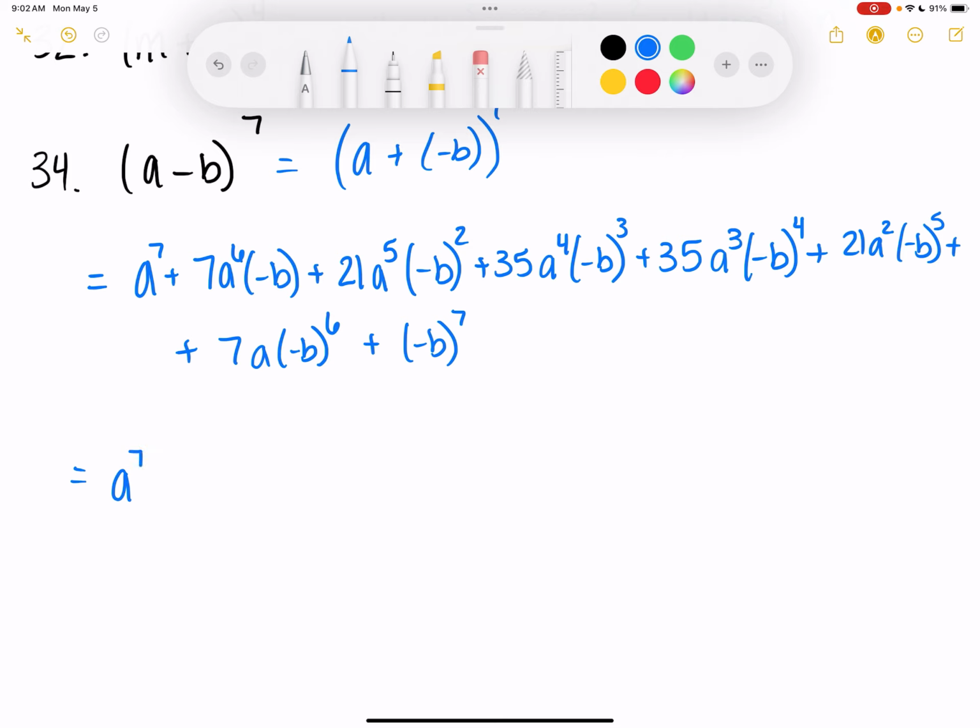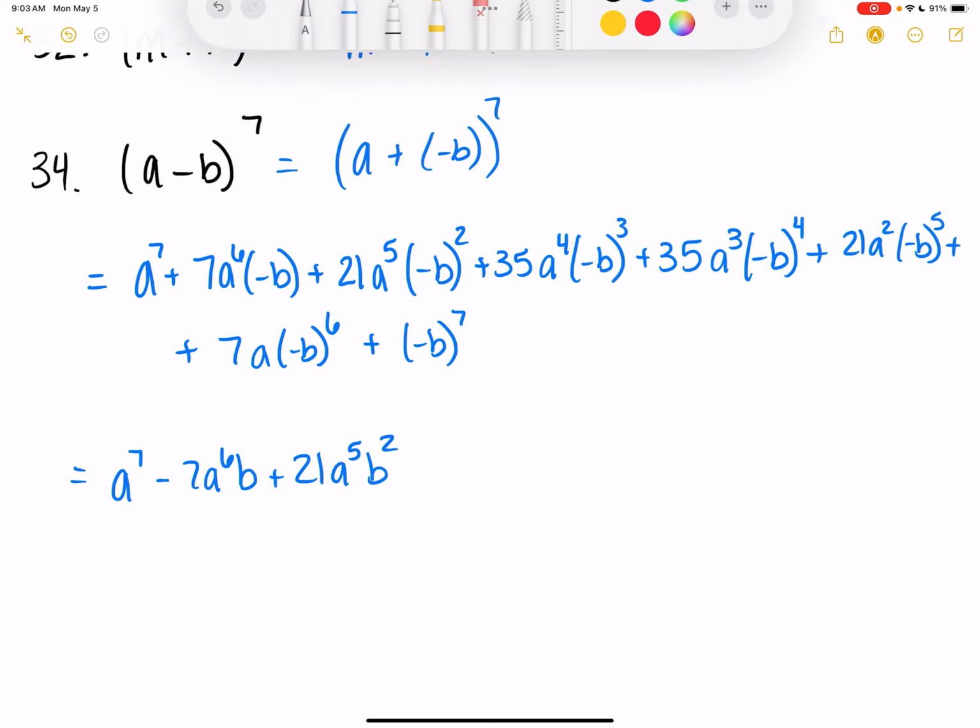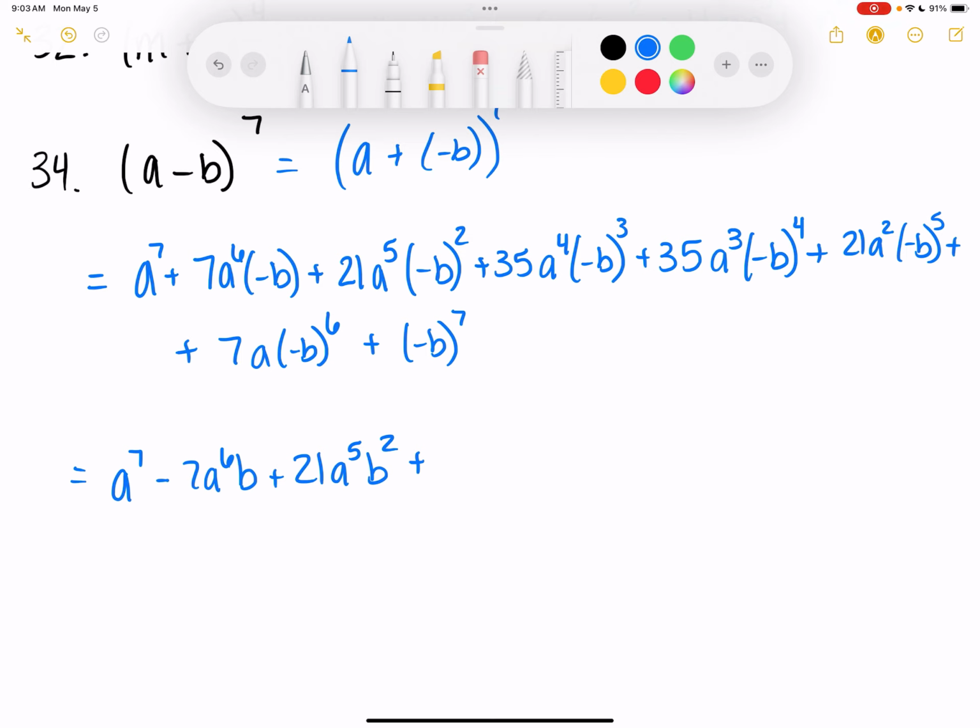This is just raised to the first power, so minus 7a to the sixth b. A negative raised to an even power is positive, so plus 21a to the fifth b to the second. Negative b cubed is negative, so minus 35a to the fourth b cubed. Negative raised to an even power is positive, so 35a cubed b to the fourth. Negative raised to an odd power is negative, so negative 21a squared b to the fifth.